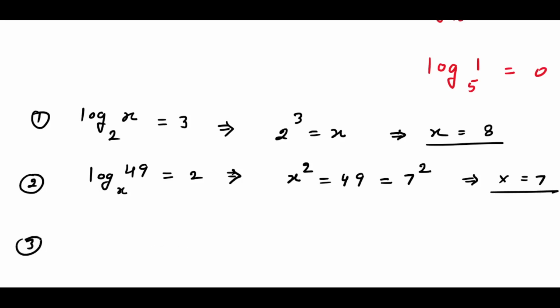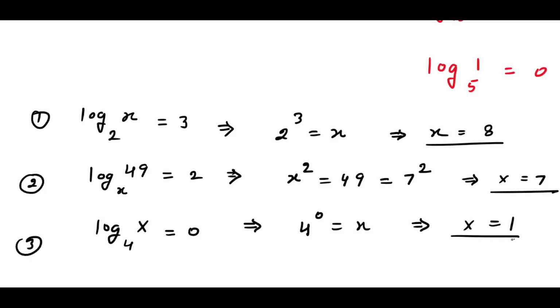One more question. Suppose I have log of x to the base 4 is equal to 0. Then what is x? 1. x is equal to 1. Wonderful. By concept also, we understand that log of 1 is always 0, whatever be the base. Or if you convert in exponential form, you will say that 4 power 0 is equal to x, and 4 power 0 is 1. So x is equal to 1.